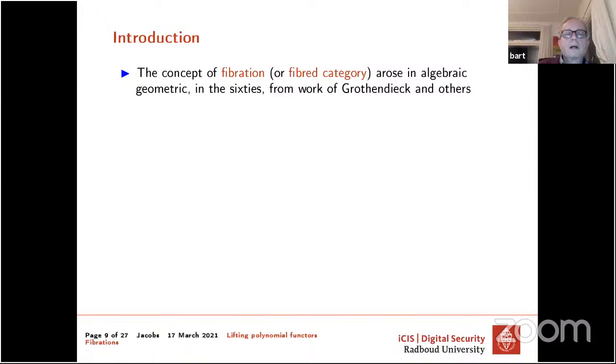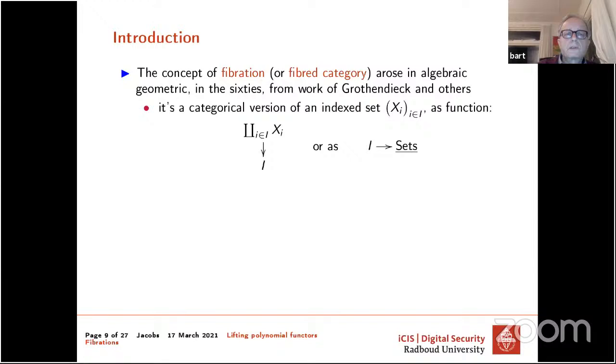Now, the concept of the fibration, or sometimes called fibered category, fibré, I think in French, it goes back to the 60s in work of Grothendieck and others. And the idea, what they try to capture in a topological setting, but it can be done much more generally, is the idea of an index set, but then categorically. And let's look at an index set for a moment.